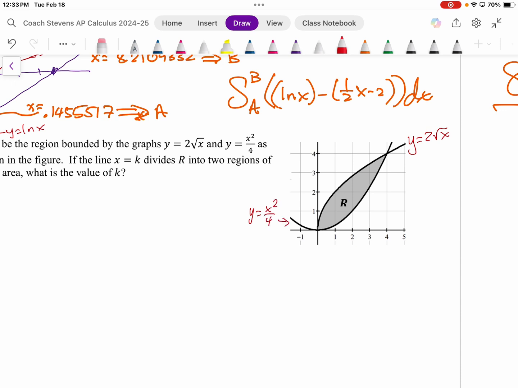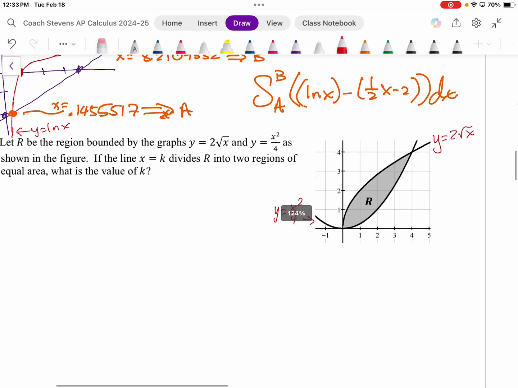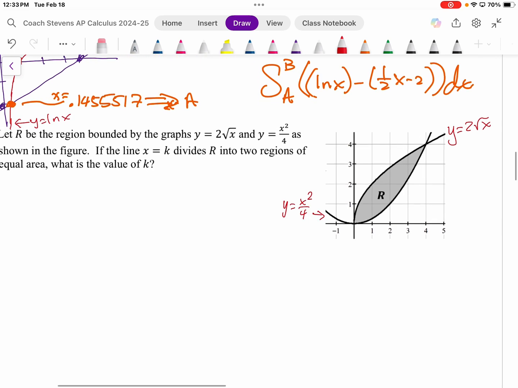That's that one. Again, it's part of a parabola. We can see that they're crossing at the origin. So they're touching at 0, 0. They're crossing here at 4, 4.